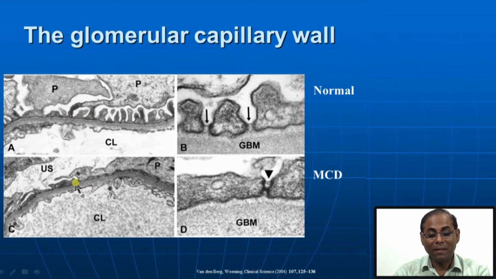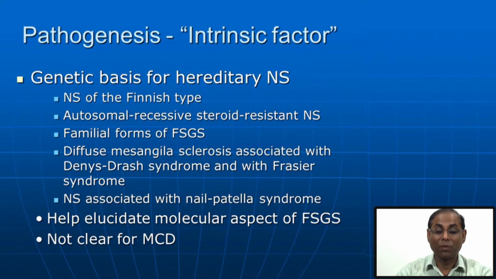Whereas, if you see here, this kind of change we describe as effacement of the foot processes, where all these foot processes fuse together like this, and the slit pore membrane you can hardly see. There is loss of slit pore membrane and only a few you can detect somewhere. So, this is a typical example of what we see in minimal change disease pathology.